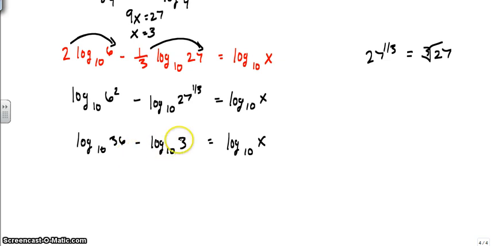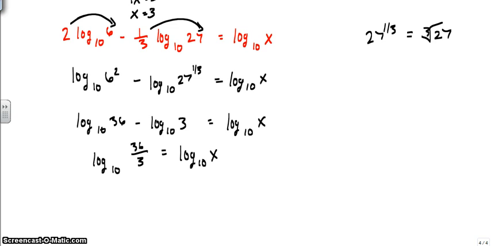So I have a subtraction problem. I want to condense this. And when I have subtraction, it condenses to division. So log base 10 of the first one is the numerator, 36, divided by 3, which is the denominator, equals log base 10 of x. So now from here I can say, okay, my bases are the same, so I can set what I'm taking the log of equal to each other. So 36 divided by 3 is 12. That equals x.